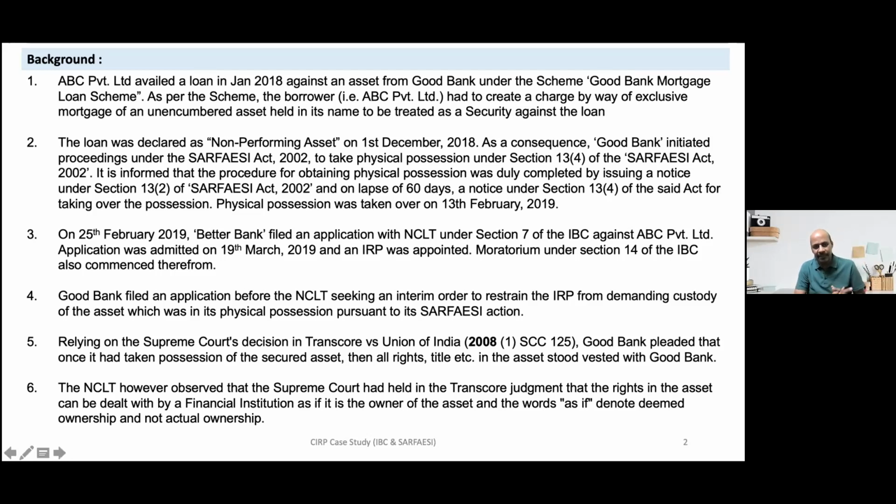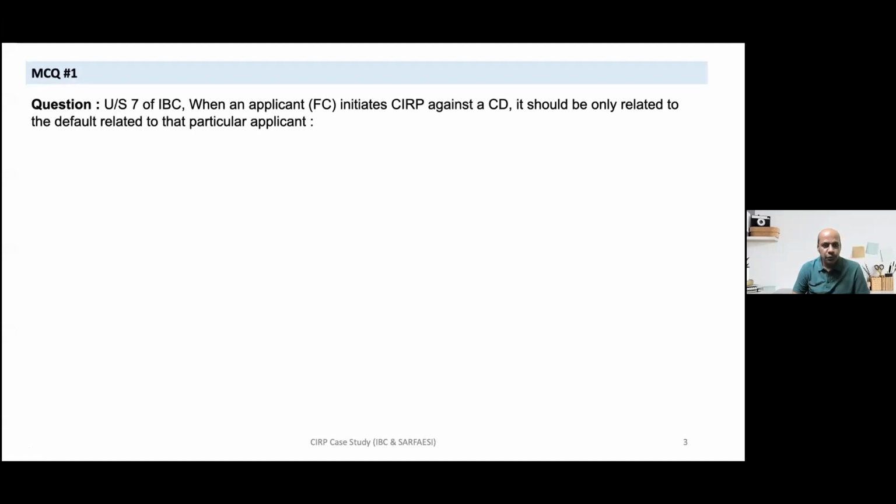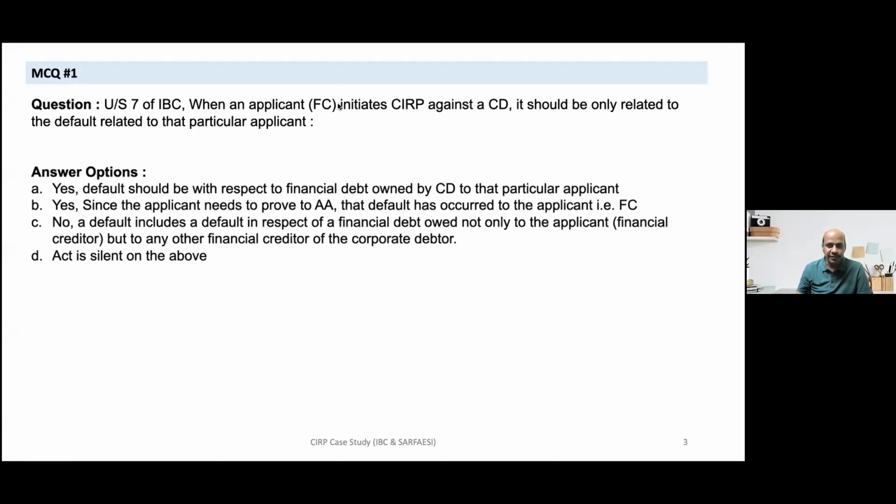And some part of this background I have covered in the MCQs also. So I'll move to the MCQs. The first question is: under Section 7 of IBC, where an applicant financial creditor initiates CIRP against a CD, it should be only related to the default related to that particular applicant. These are the options.